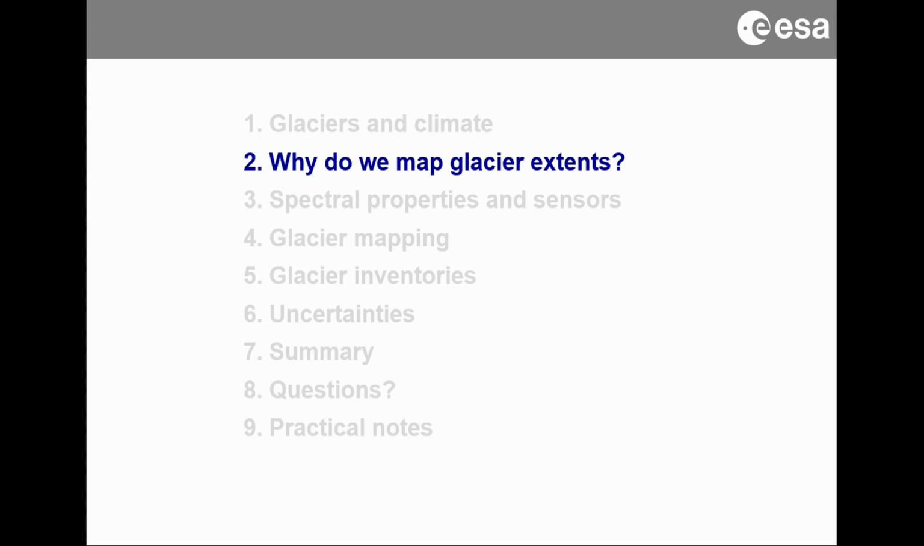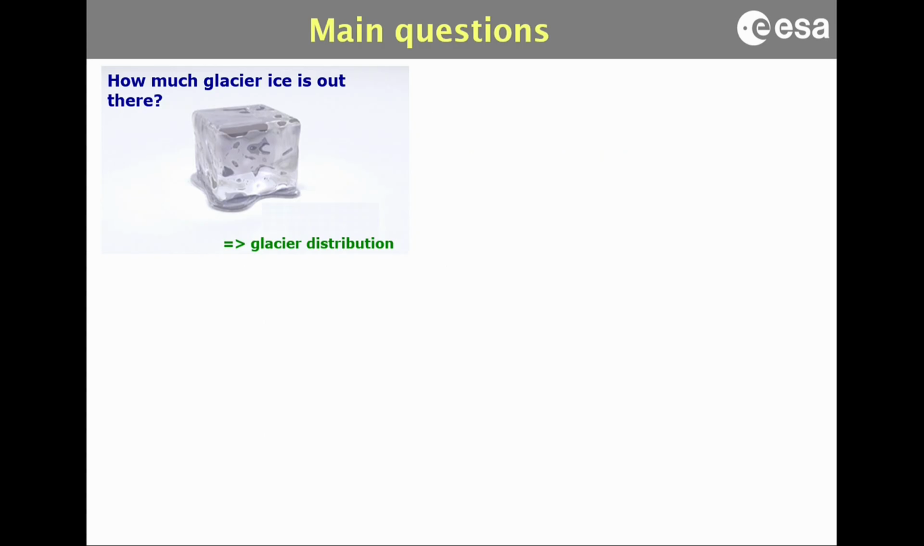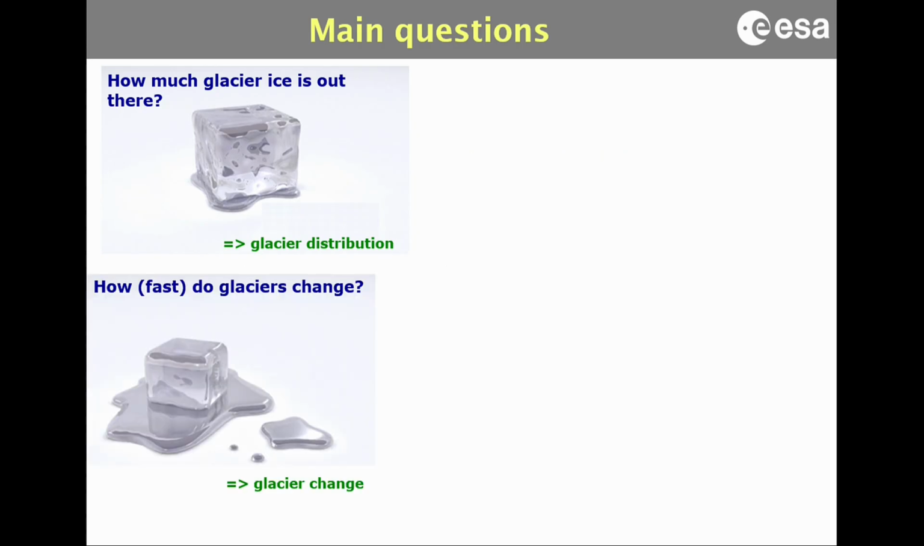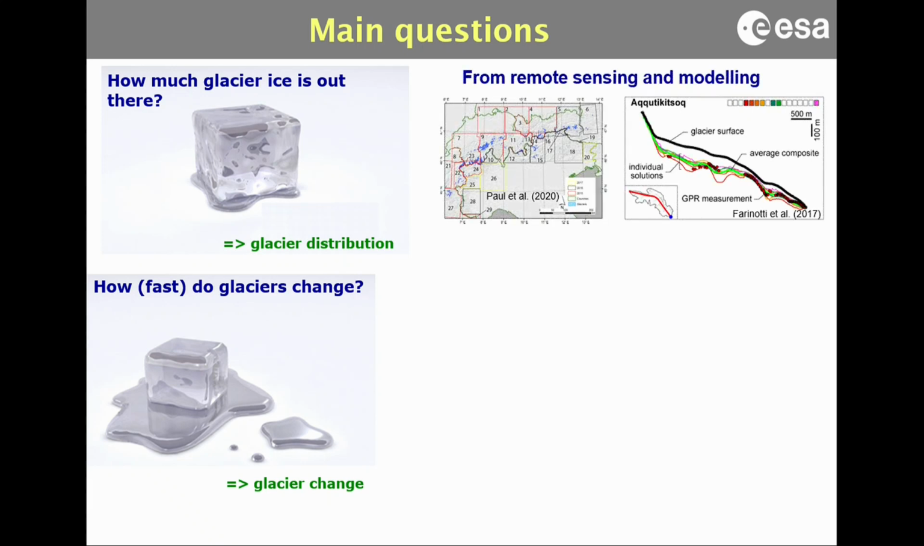So this is maybe already some good motivation to map glaciers, but the two basic questions we want to answer when doing this is we want to know how much glacier ice is out there and how fast do glaciers change. One is the glacier distribution. For this purpose, we create glacier inventories to know where they are. And then we have the glacier change. And the glacier inventories, these are done these days from remote sensing data. So this is the exercise of today.